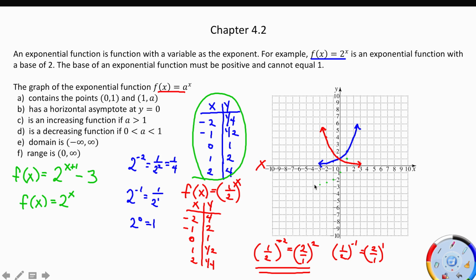Okay, and I still have the same shape because I'm going to add this shape to my list of shapes, and I can use translations to help me graph this. Notice all that did was shifted my horizontal asymptote down 3.